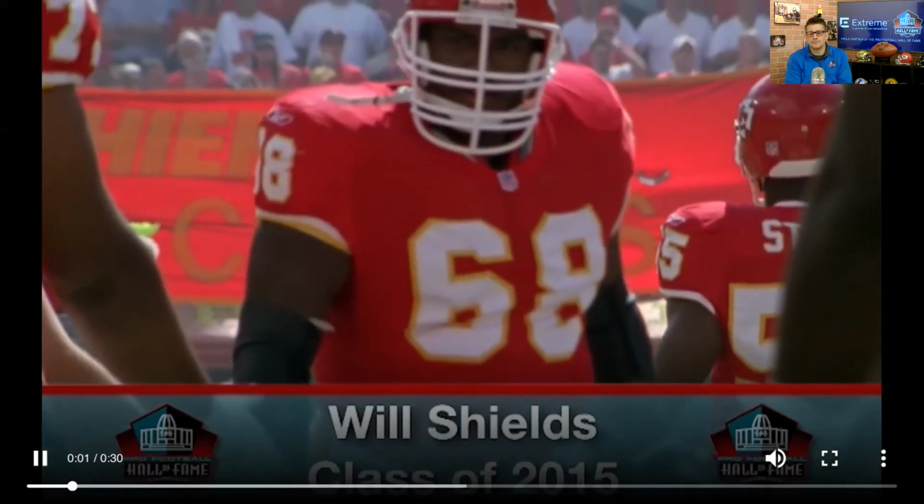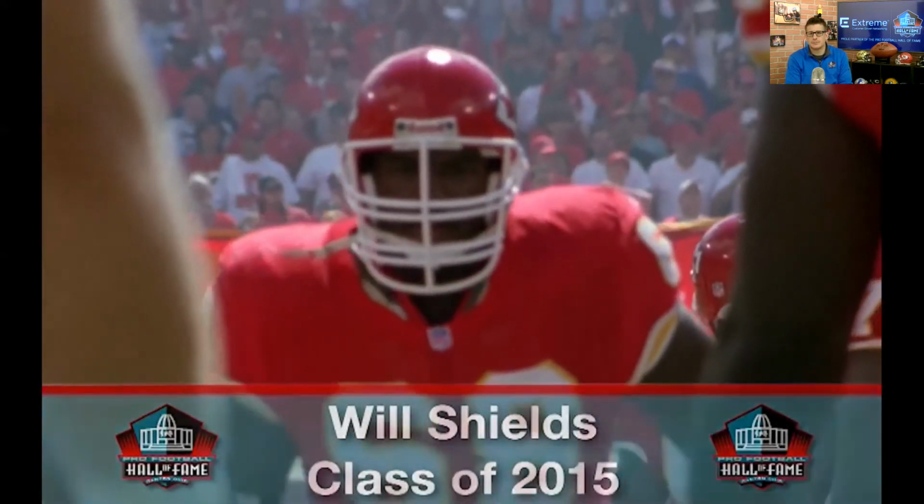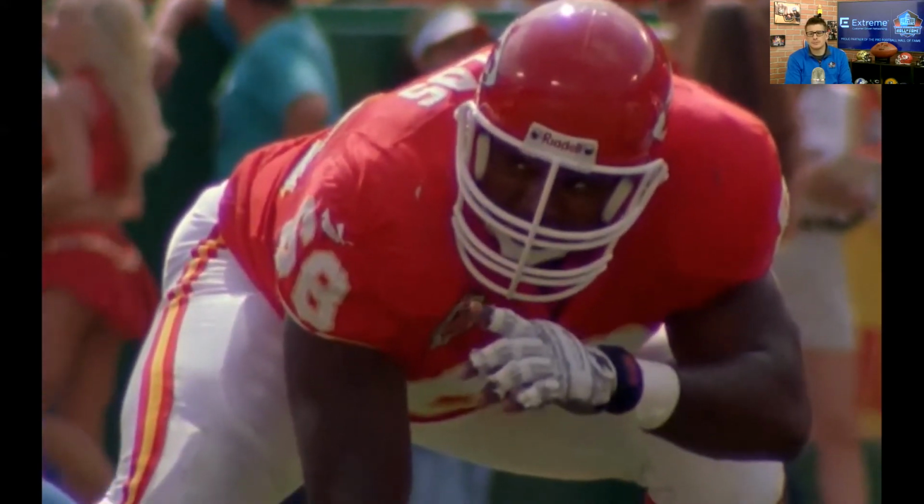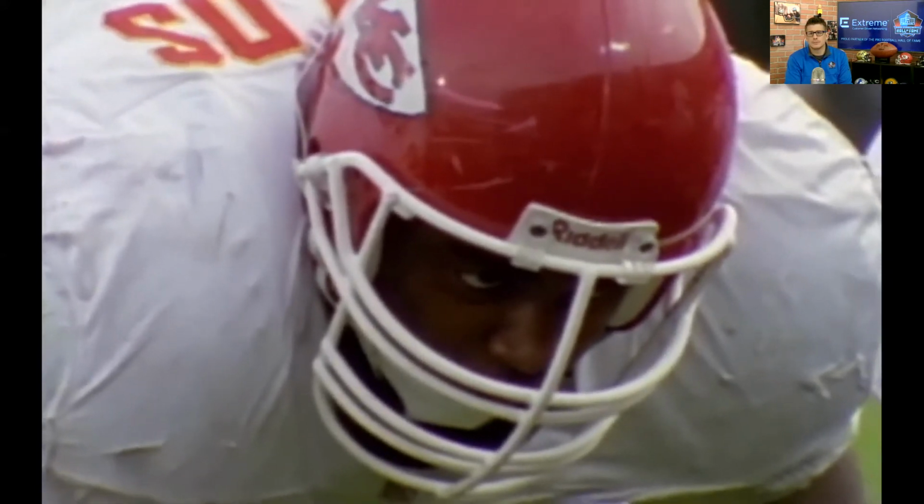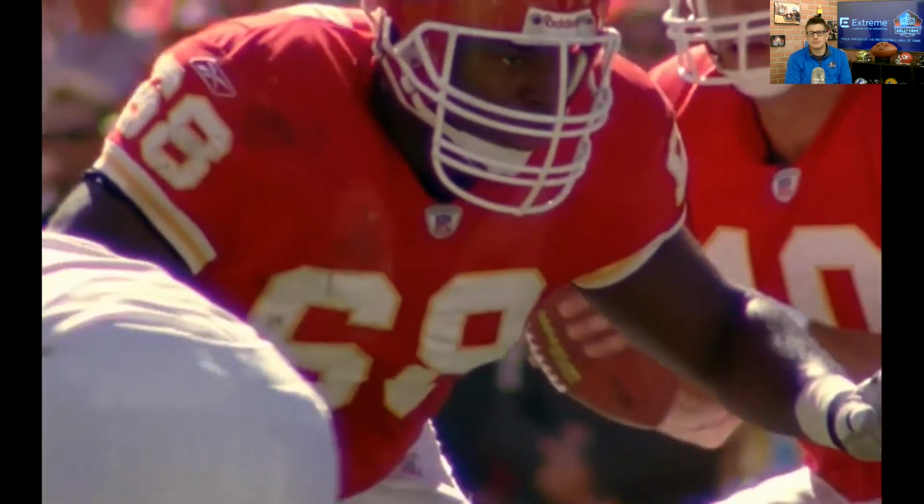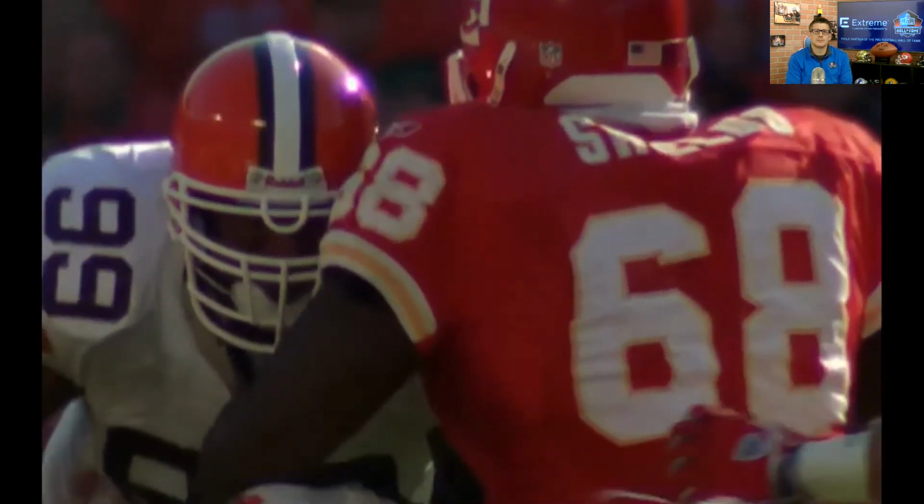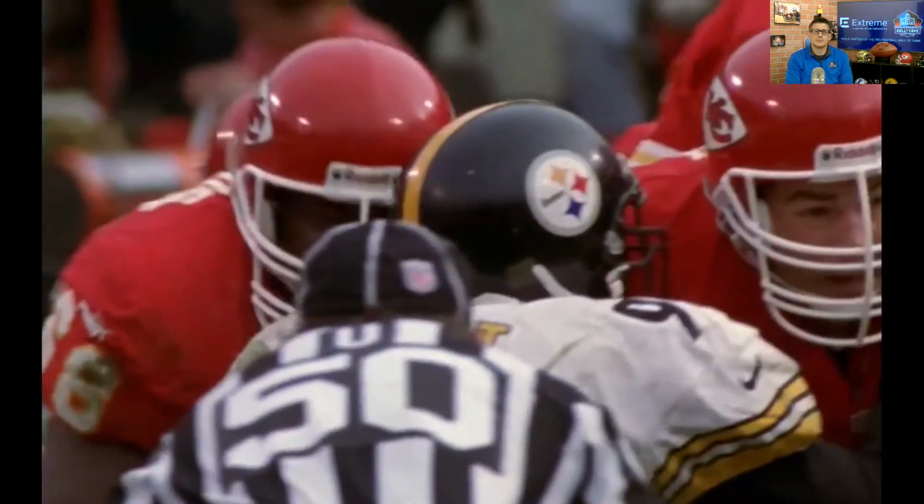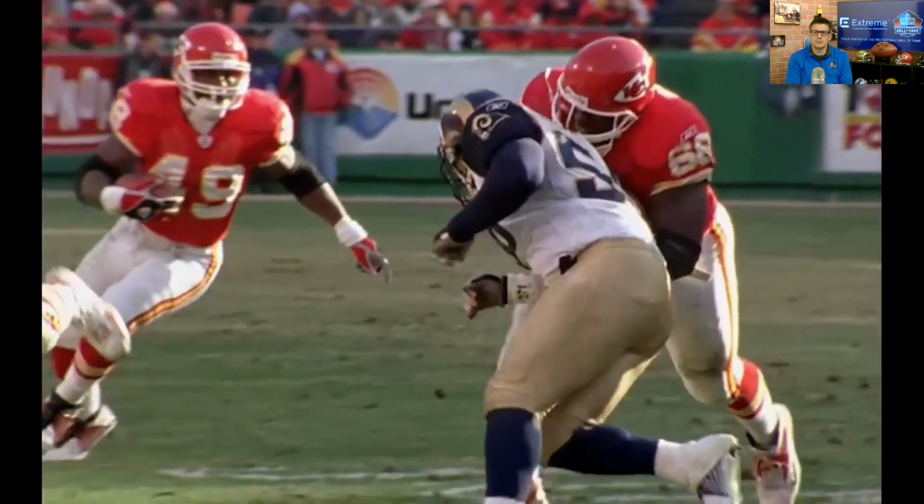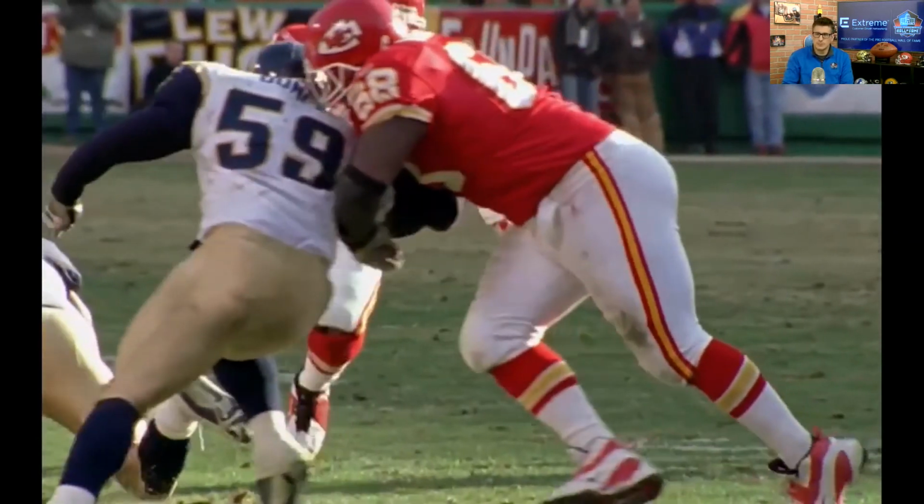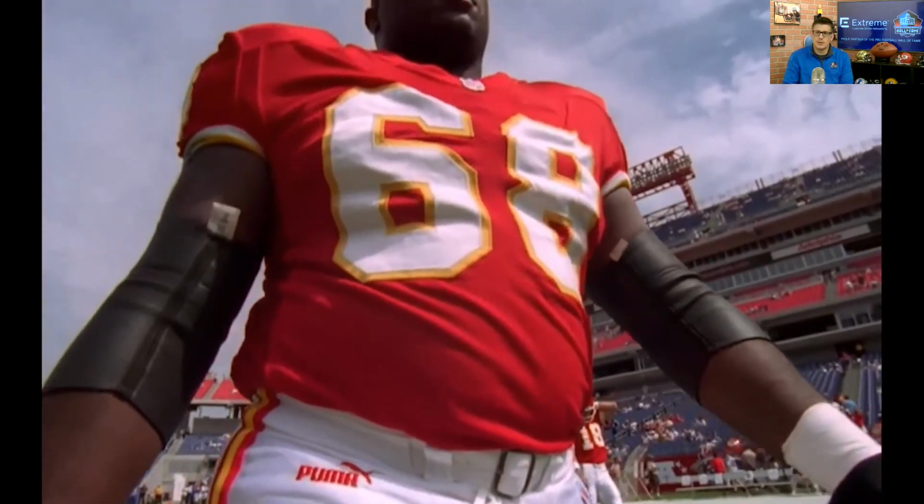So let's look at Will Shields. As a 14-year fixture on the Kansas City offensive line, Will Shields started 223 of 224 games, pushing the Chiefs to lead the league in total yardage gained in both 2004 and 2005. Shields was a key member of the Chiefs' offense, unlocking 4 division titles and 6 playoff appearances, earning him 12 consecutive trips to the Pro Bowl.